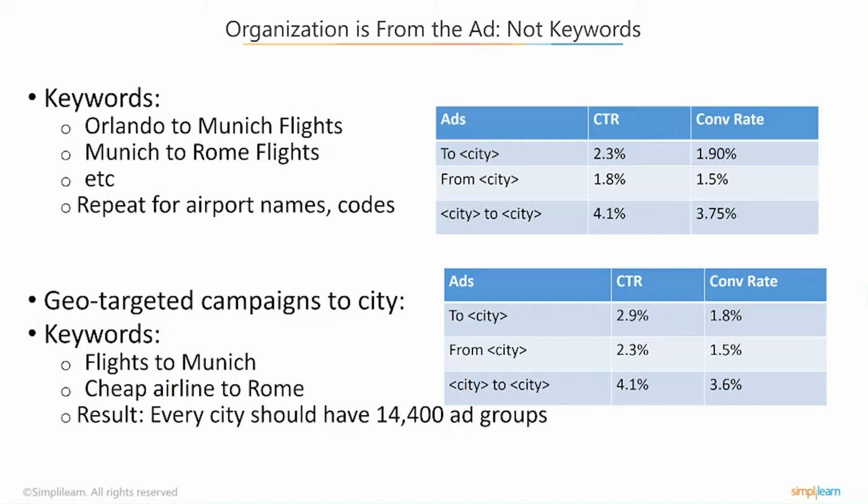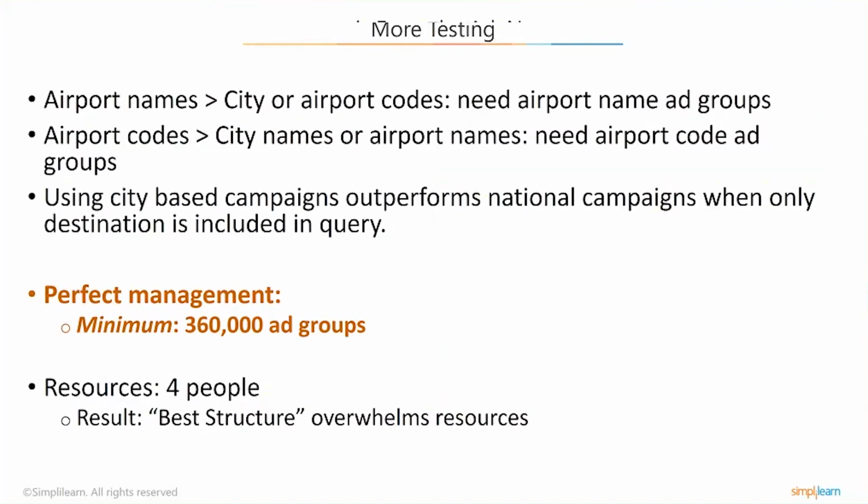Now, this means we do the math. Every city should have at least 14,400 ad groups. And that's a lot when you start doing that by 40 cities. So they did some more tests. What happens if we do airport names or city names or airport codes? They did a lot of different types of tests to see how they should organize a simple campaign, which is we fly from 40 cities to 40 cities. I mean, that's the original question. Turns out, based on the testing data, they needed 360,000 ad groups.